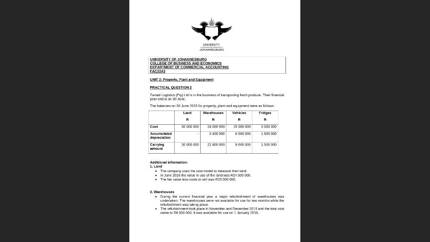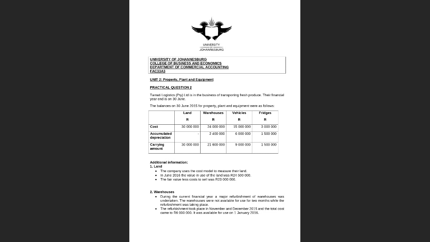Did I use it for 3 years? If I take 960,000, which is depreciation for 1 year, and multiply that by 3, that's going to give me 2.880 million, which is more than the accumulated depreciation I have. So basically, I used it for less than 3 years, but more than 2 years.